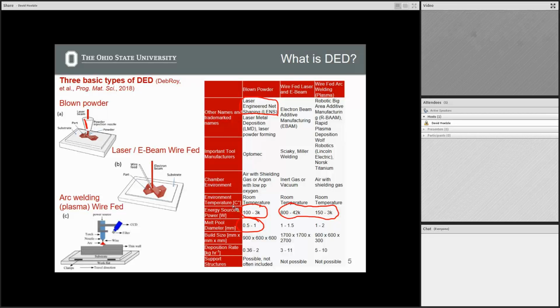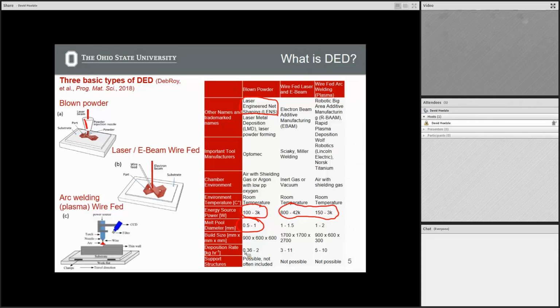Build sizes, again, are usually considerably larger, and I'll show some examples of the type of tools. These are large enough that you can walk into a lot of them. They're quite large. And they can also deposit quite a bit of material pretty fast, on the order of, say, 5 kilograms per hour, which is a lot.